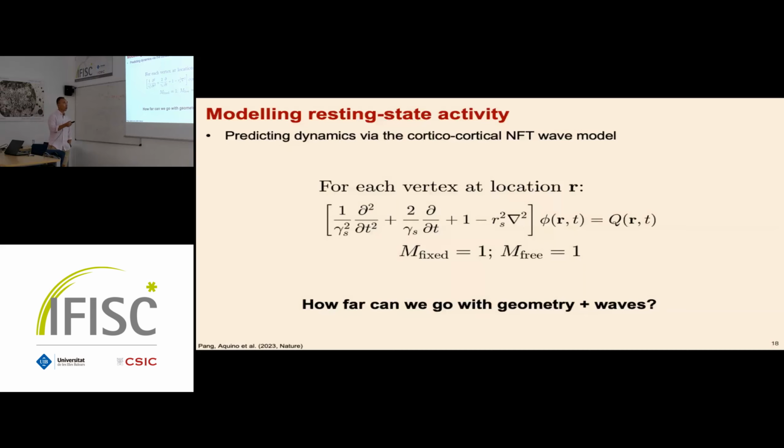So basically, I can solve the activity in the cortex. And what kind of Q shall I use? A lot of modeling work would assume that if you want to model a resting state, you can just use Gaussian noise, right? So that's what we did here. We replace Q with Gaussian noise and solve for phi.